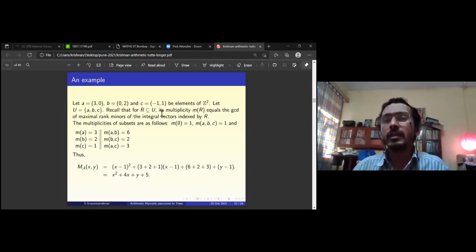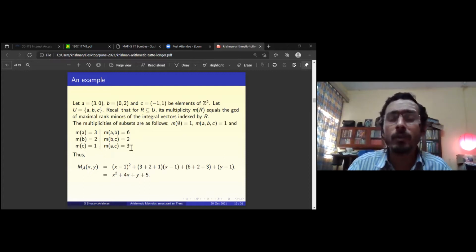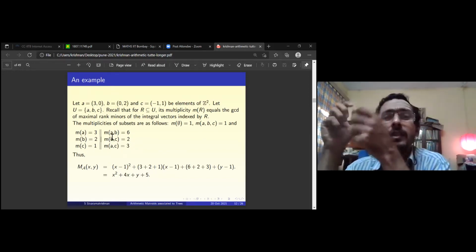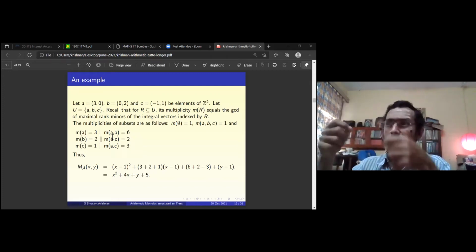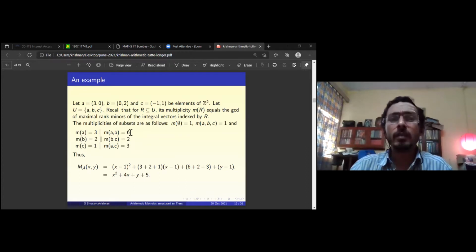So if you look at the minors, you look at the GCD. So AB, see here, I have the multiplicity of AB is 6, of BC is 2, of AC is 3. So GCD of 6, 3, and 2. This is what I want. Yeah, I have computed them below here. So this M of ABC follows from this. The GCD for AB is clear, because AB is 3, 0, 0, 2. So there is only one maximal minor, and the determinant value is 6.